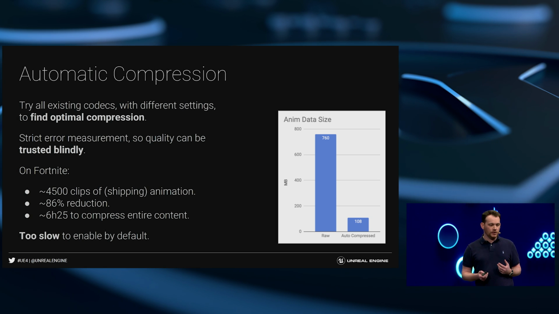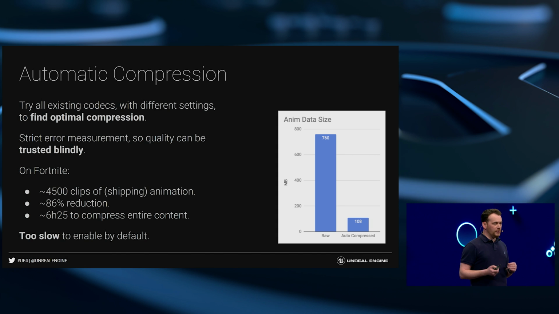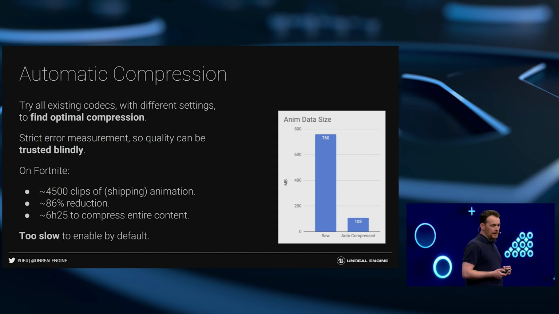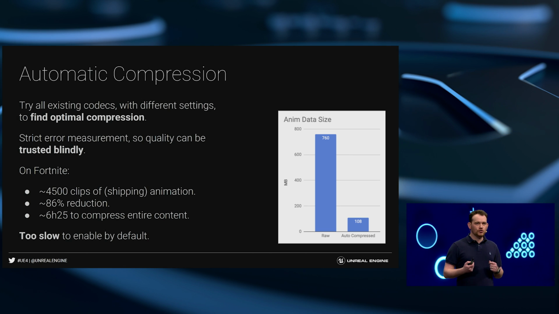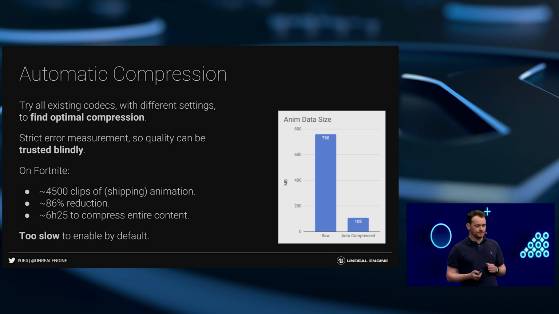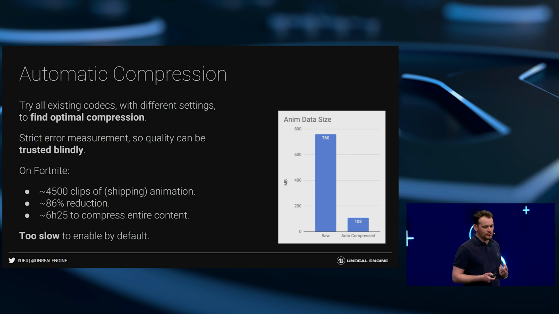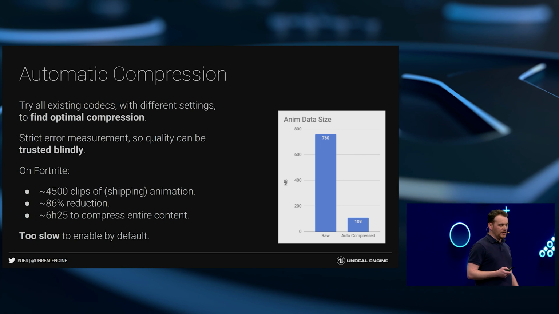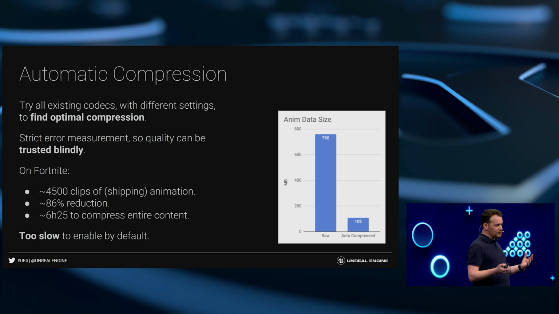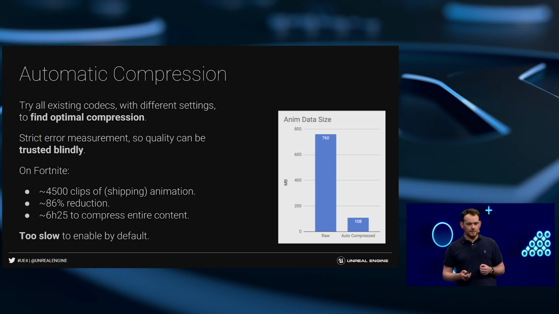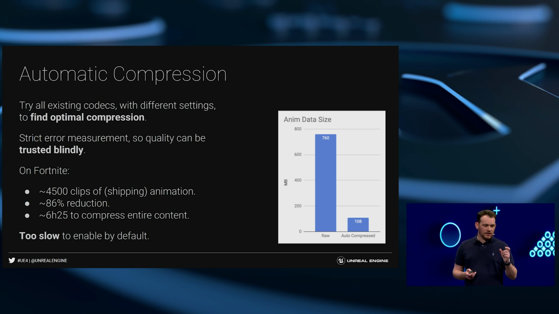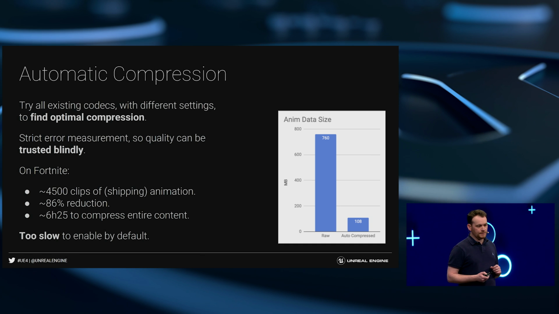And this works pretty well. We take animation data size reduced by about 86%. But it takes 6.5 hours to compress everything. So it is too slow to enable by default. So what we do by default is we have a less efficient compression scheme, but it's really fast. And unfortunately, what happens is we ship animations that are not compressed optimally. So we've been working on the time that it takes for the automatic compression.